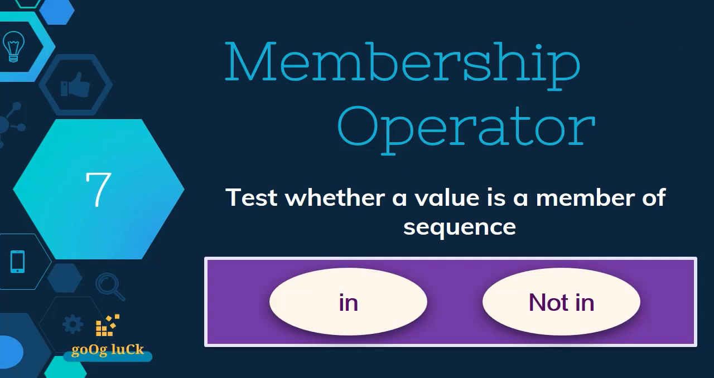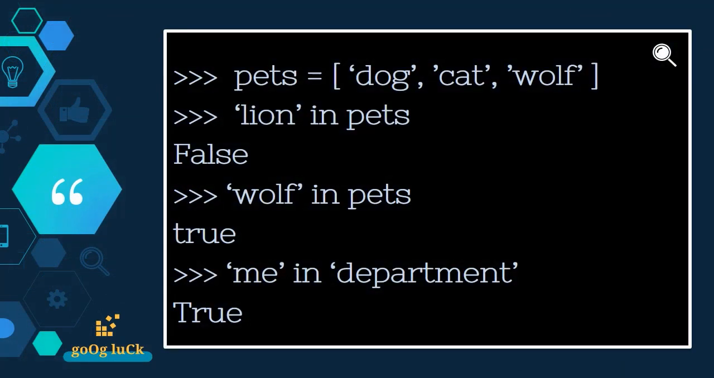Let's see an example. We have defined a list, or you can say an array, which consists of dog, cat, wolf. We are checking for lion in pets, since pets is the name of our list or array. So we are searching for lion in pets. Since there is no lion in it, the result is false. Next, we are checking for wolf in pets. Yes, wolf is present in pets, so we are getting the output as true.